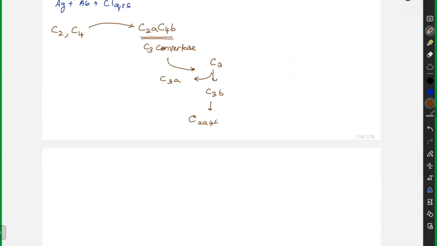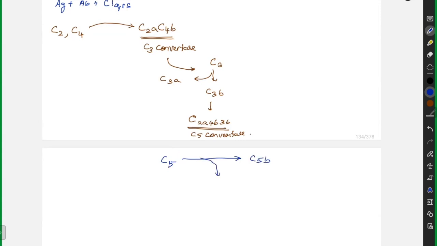C2A, C4B, C3B. Can I write like this? This C4B, C2A, C3B is nothing but your C5 convertase. What happens is this C5 convertase is going to convert your C5 into C5B.